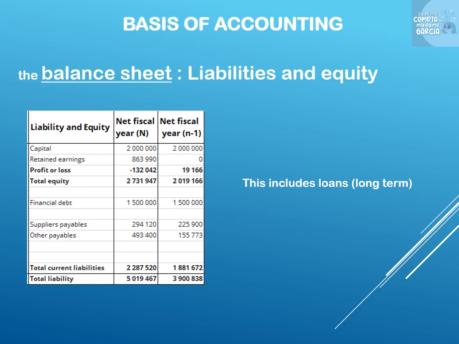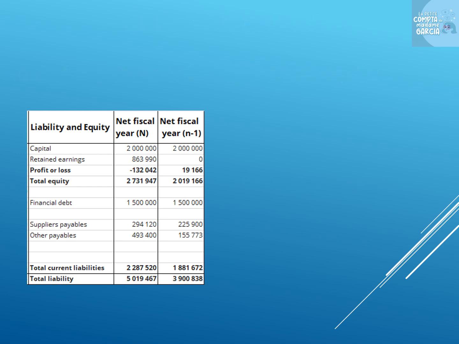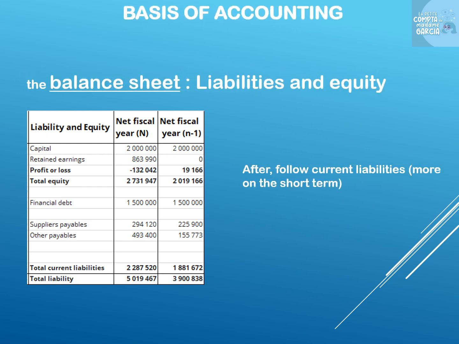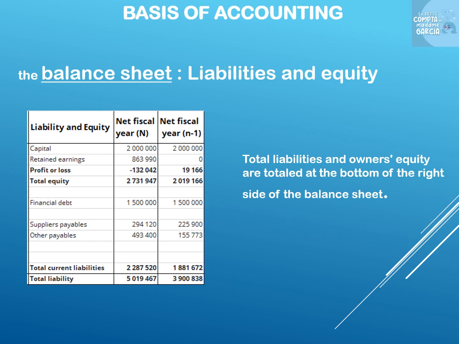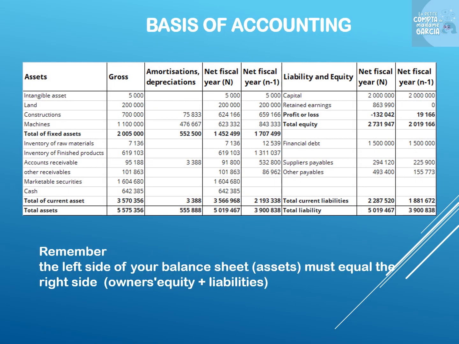This includes loans on long term, and after follow current liabilities, more on the short term. Total liabilities and owner's equity are totaled at the bottom of the right side of the balance sheet. Remember, the left side of your balance sheet must equal the right side with owner's equity and liabilities.